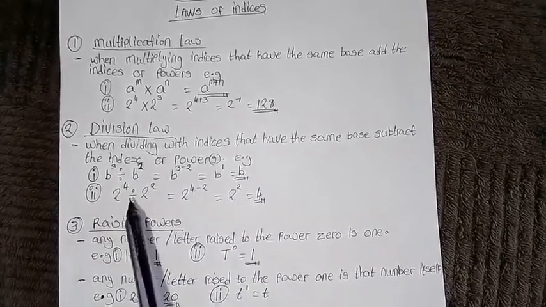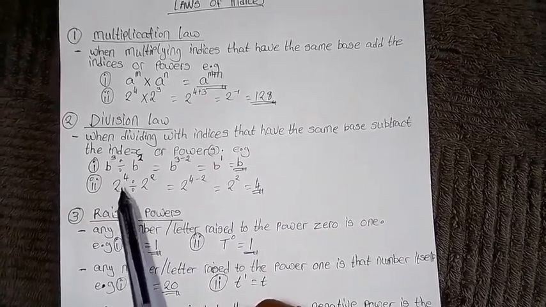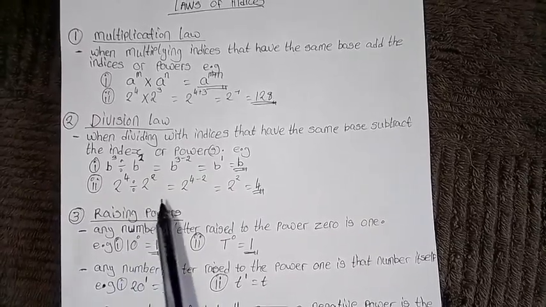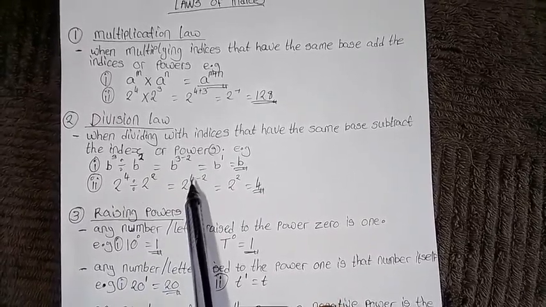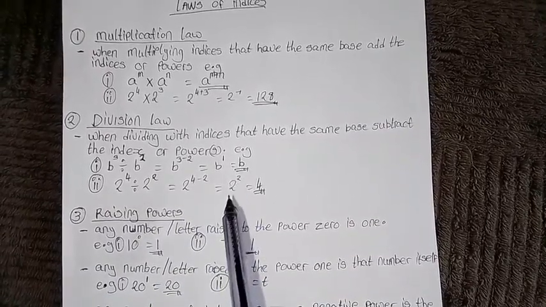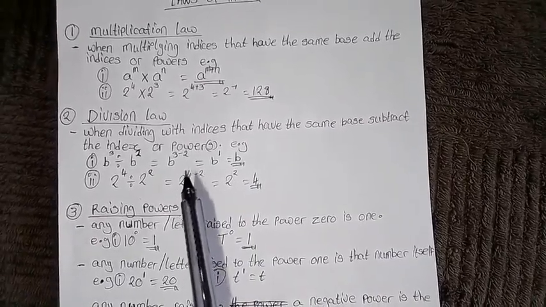Here is the second example, which is 2 power 4 divided by 2 squared. The bases are the same, so you have to subtract the index. So 4 minus 2 is 2. So 2 squared is 4. So that's it for the division law.